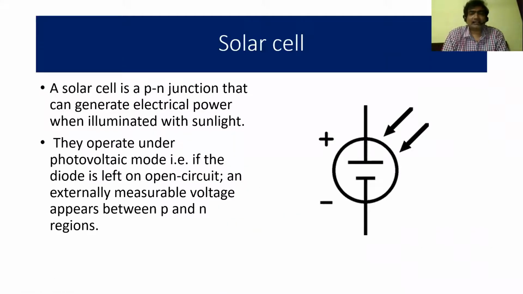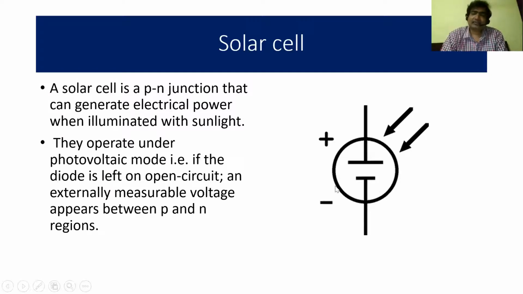A solar cell is a PN junction that can generate electrical power when illuminated with sunlight. Simply, it will convert solar energy into electrical energy. They operate under photovoltaic mode, which means that if the diode is left on open circuit, an externally measurable voltage appears between the P region and N region.